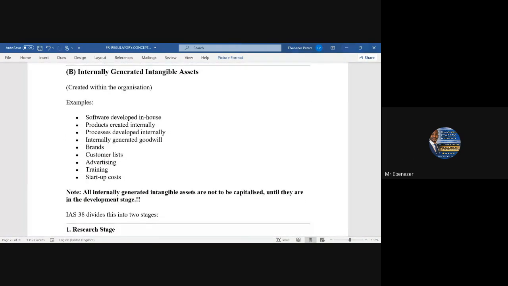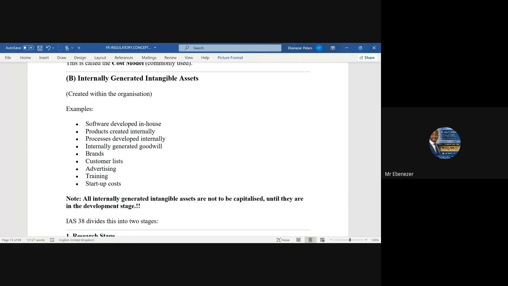The second one is the internally generated intangible asset. That is, they are created within the organization. An example is software that is developed in-house, products that are created internally, processes that are developed internally, internally generated goodwill, brands that are generated internally, customer lists, advertising, training, setup costs. All of these put together are internally generated intangible assets. But please note, not all internally generated intangible assets can be capitalized. In other words, internally generated intangible assets are to be expensed, that is, they are not to be capitalized until they are identified in the development stage.